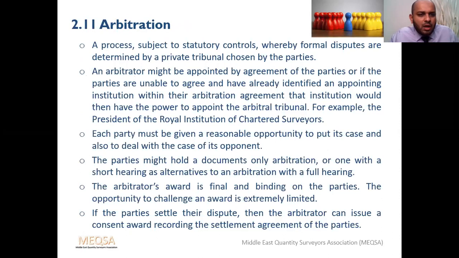An arbitrator might be appointed by an agreement of the parties, or if the parties are unable to agree and have already identified an appointing institution within their arbitration agreement, then that institute would have the power to appoint. What they are going to say is that parties should agree on arbitrators. That means if there are three arbitrators, if it is one arbitrator, then it's an issue. In most cases in construction contracts, there will be three arbitrators. One arbitrator is mostly there for a small contract, subcontract agreement issues, such a thing. So if it is three arbitrators, each party will appoint an arbitrator. Those two arbitrators will then appoint a chairperson. Each party appointing an arbitrator means it's not the right way; each party is proposing an arbitrator.